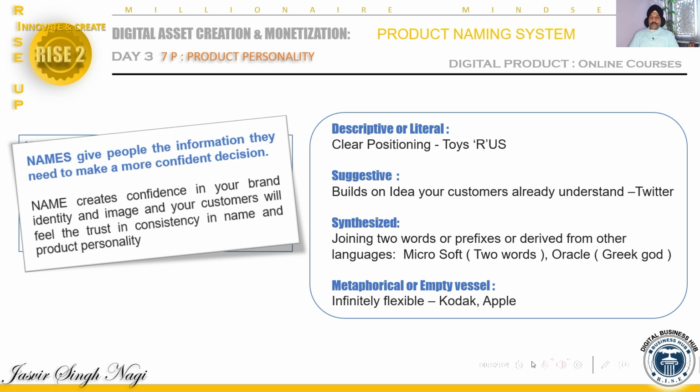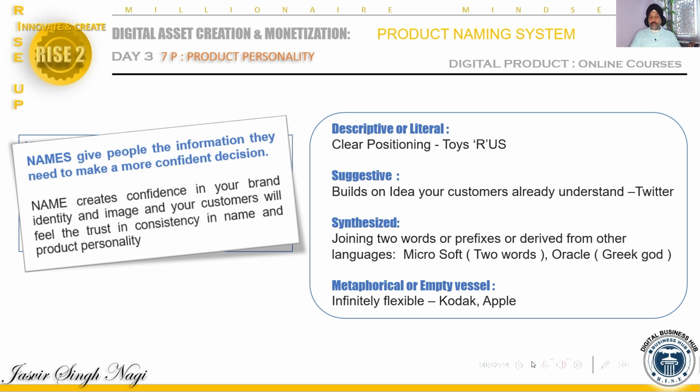Descriptive or literal typically means that you are clearly positioning what your course is all about. If you see the example given, Toys R Us, by looking at it, you come to know this is for a toy company or a toy related activity or something to do with toys. Simple. So when Toys R Us came out with their multiple shops, children immediately could think who this is for, what it will look like, the color schemes and so on. Everything was very clear in their face. So descriptive or literal means exactly that.